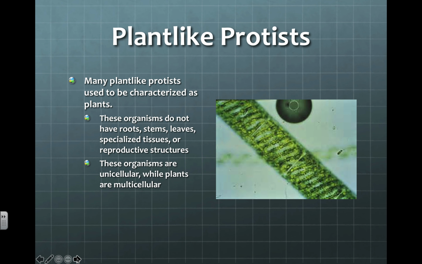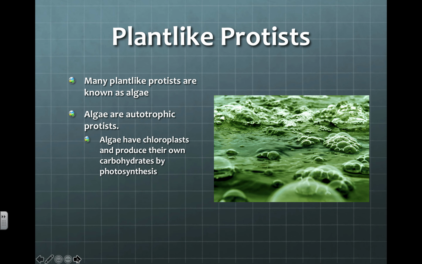Now, some of these are going to be unicellular. A lot of the algae is unicellular, but we're also going to talk about some that are multicellular, and those are going to be our seaweeds. So many of them are known as algae. Algae are autotrophic, meaning they're capable of making their own food. They have chloroplasts, and they are producing their carbohydrates, which is glucose, through photosynthesis.